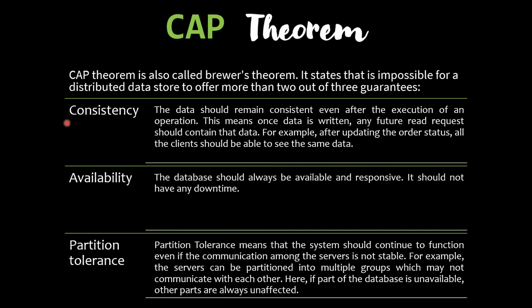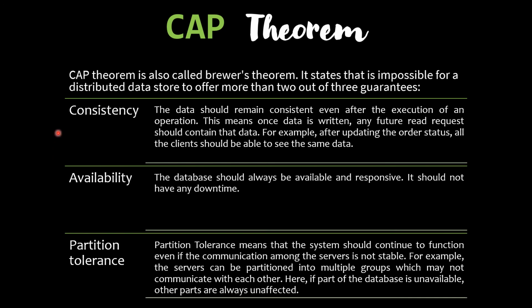So that means out of these 3, consistency, availability, partition tolerance, the distributed data store can only offer 2 out of these 3. So if it can offer consistency and availability, it cannot offer partition tolerance. If it does offer availability and partition tolerance, it cannot offer consistency. So it only can offer 2 out of these 3, not all. It's impossible to have these 3 together.